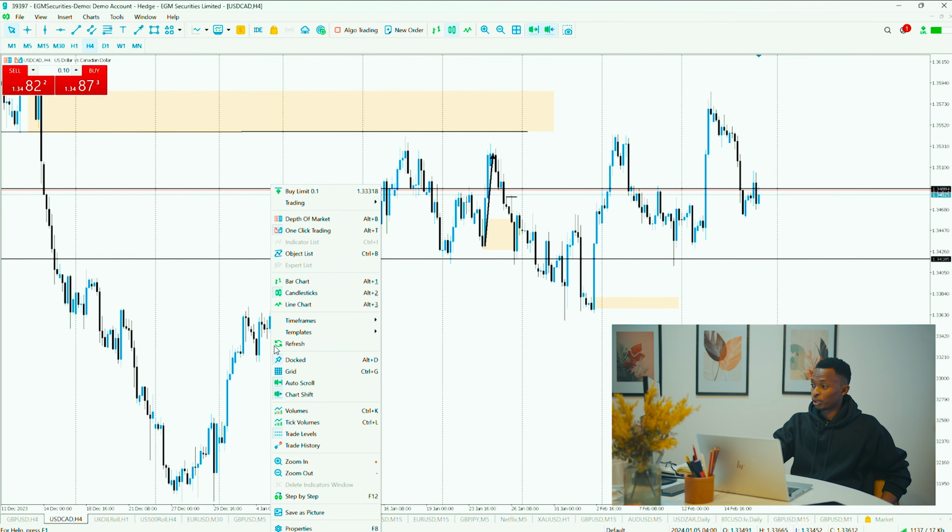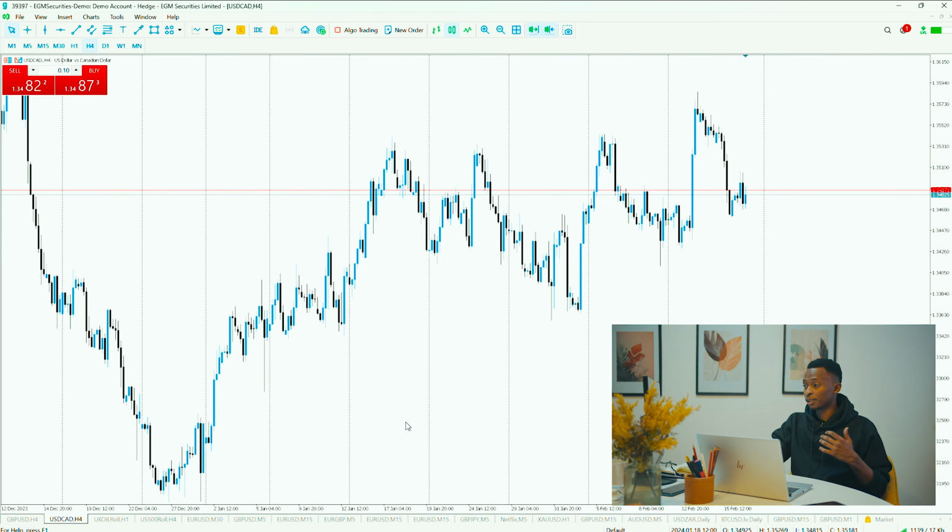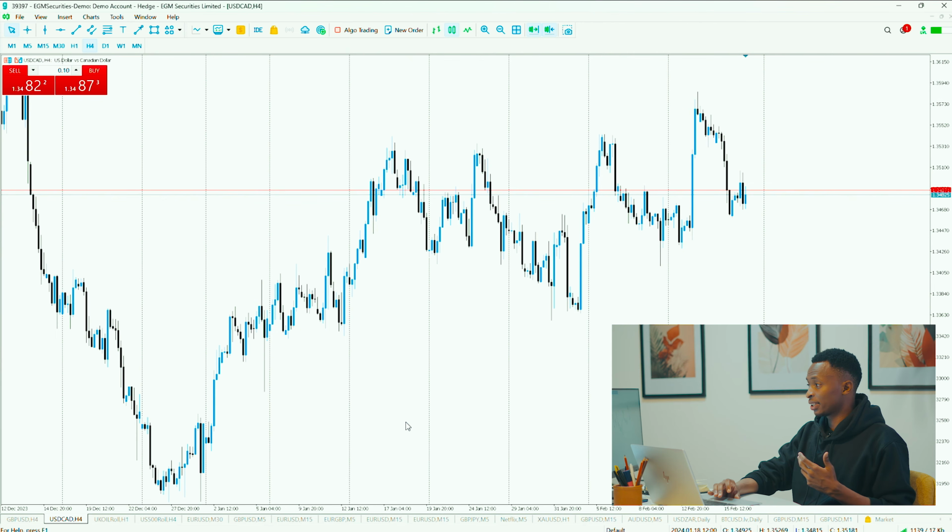So step one is to go to a higher time frame. What you need to do is to be able to identify whether you're in an uptrend or a downtrend very quickly. If you're not able to do so, then it becomes very difficult for you to trade. So make sure, number one, you're able to identify an uptrend or a downtrend.